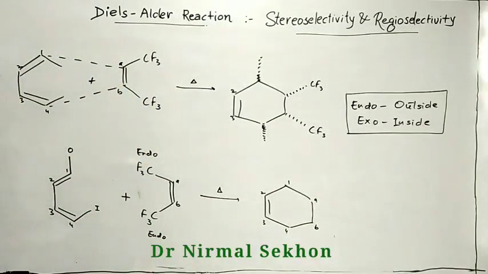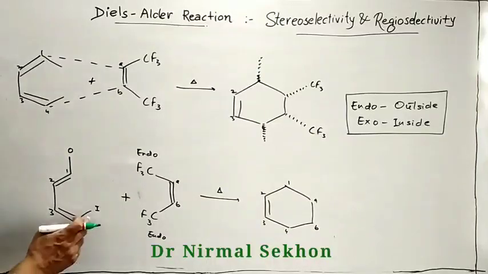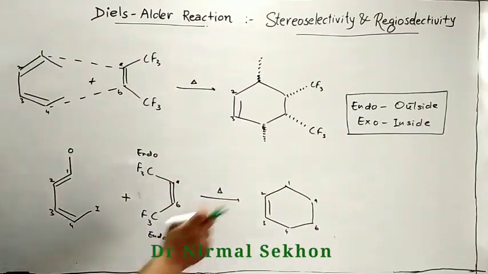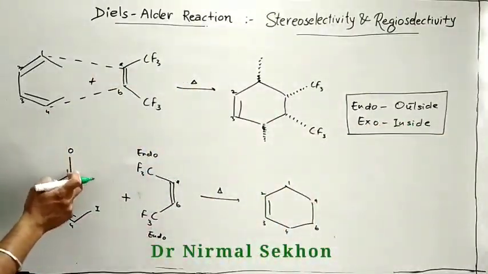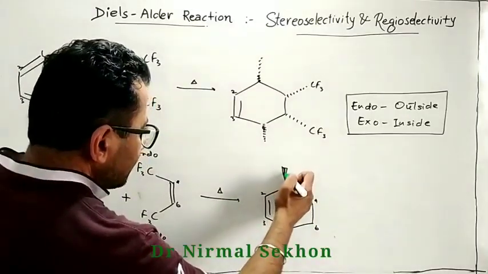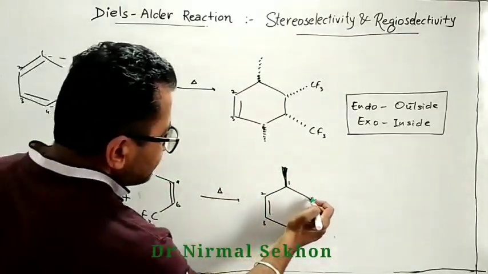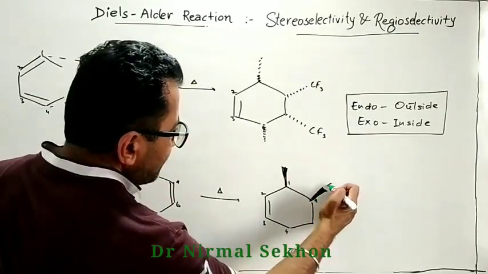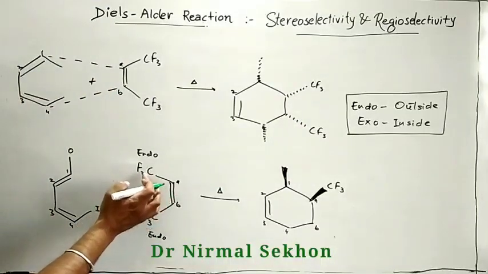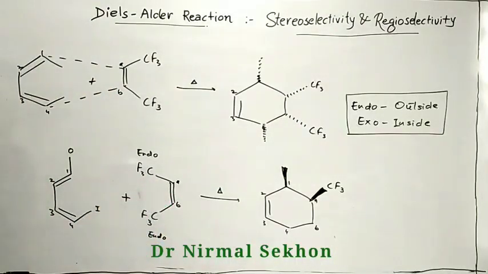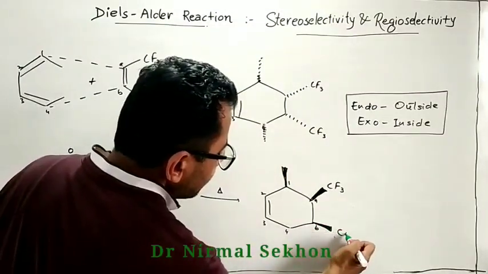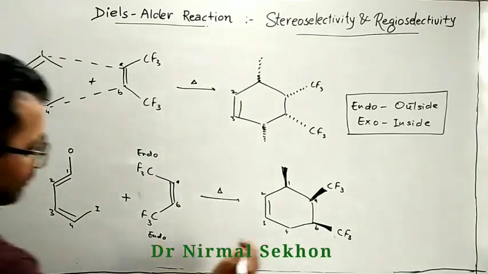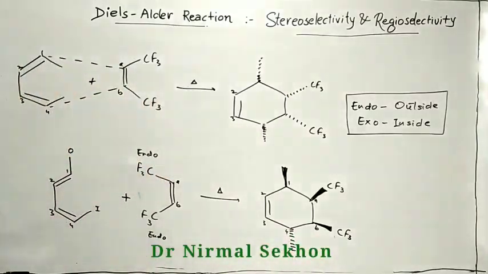Now, see carefully, we have two attached groups. Outside endo, same side. Outside endo will be on the same side. Either both will be above the plane or both will be below the plane. Okay. But this inside group and this endo, they will be opposite. Inside endo will be opposite. So make this group above the plane. Okay. So when you make this group above the plane, this group will also be above the plane because they are on the same face, outside endo, same side. Now if this is above the plane, this will also be above the plane because both are cis. So this group is also above the plane. Now this inside group, that will be below the plane. So this is your product.